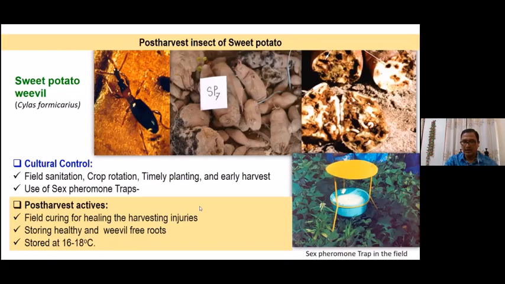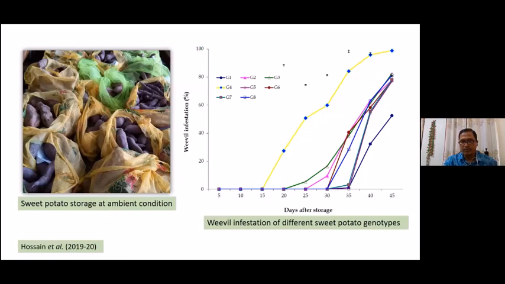Then normal cool storage, I mean a little bit cooler place, is suitable against weevil attack. If we do this, we will save the tubers from weevil infection. Then there is some data. This is what we are working on.